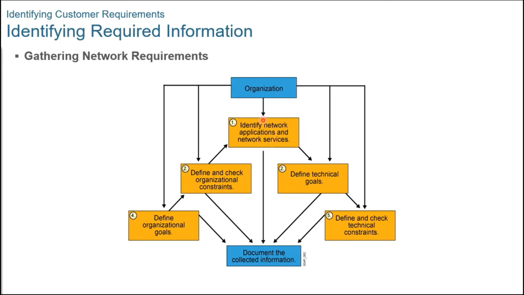So step 1 would be identify the planned network applications and network services. Step 2, define the organizational goals. 3, okay, which is determine the possible organizational constraints. 4, determine technical goals. Okay, and then 5, determine the technical constraints that must be taken into account.